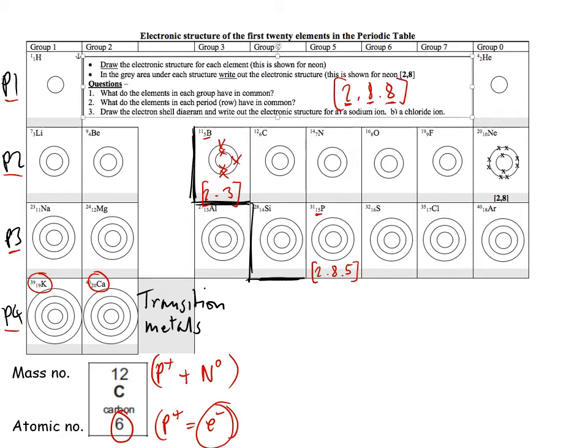Okay, so drawing them in, 2 in the first shell, and then we've got 8: north, east, south, west. Start pairing.